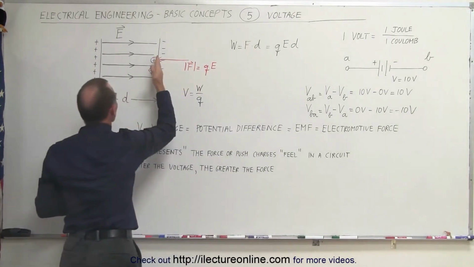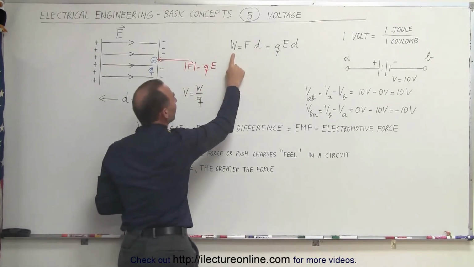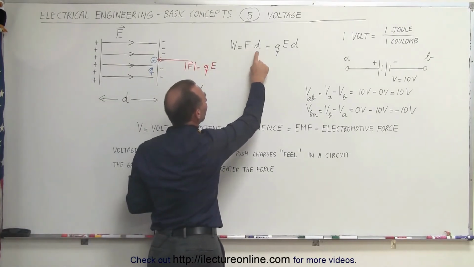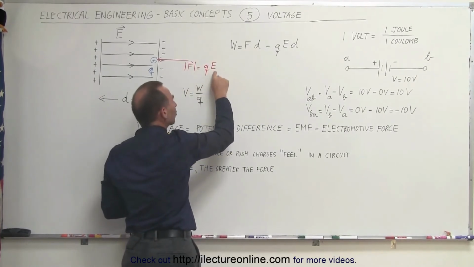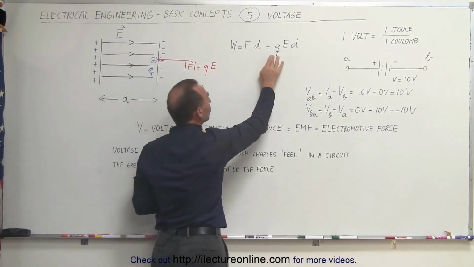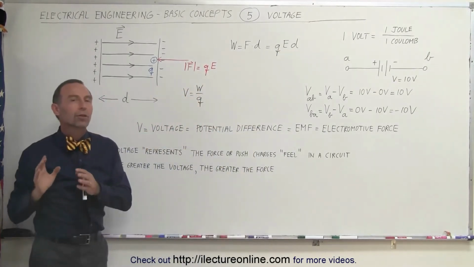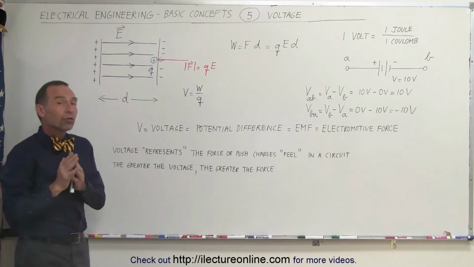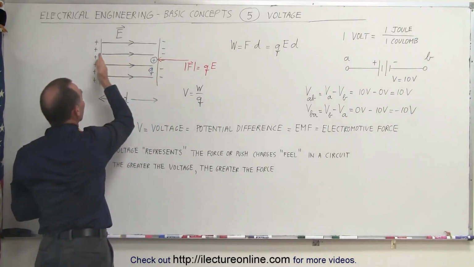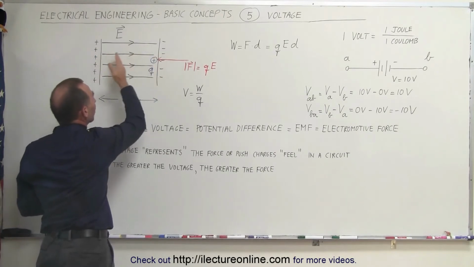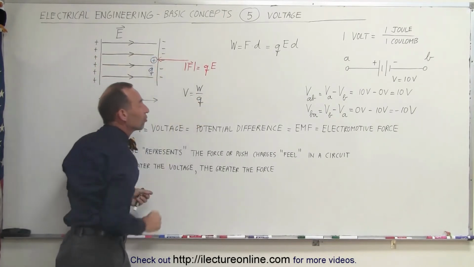So if we push that charge all the way over to the other side through a distance d, the amount of work we've done is equal to the force times d, and the force that that charge experiences is the size of the charge times the strength of the electric field. So it's q times E times d. That's the work done. Now, the definition of voltage. Voltage is defined as the amount of work done to move a charge across this distance where there's an electric field, divided by the size of the charge.